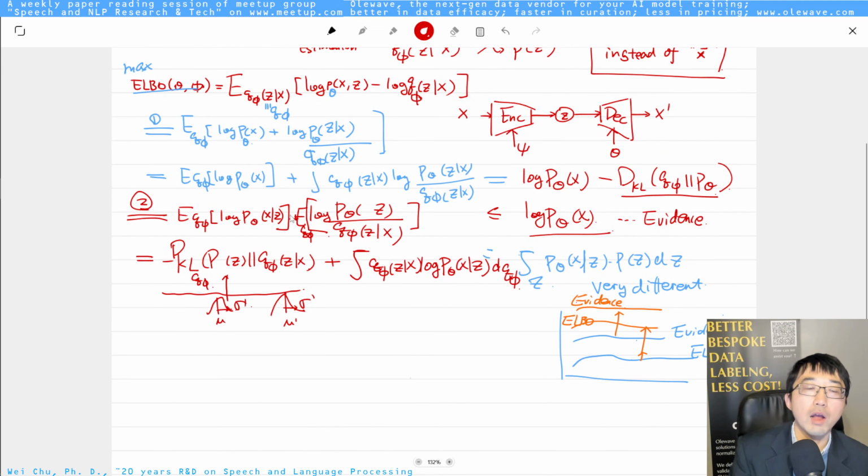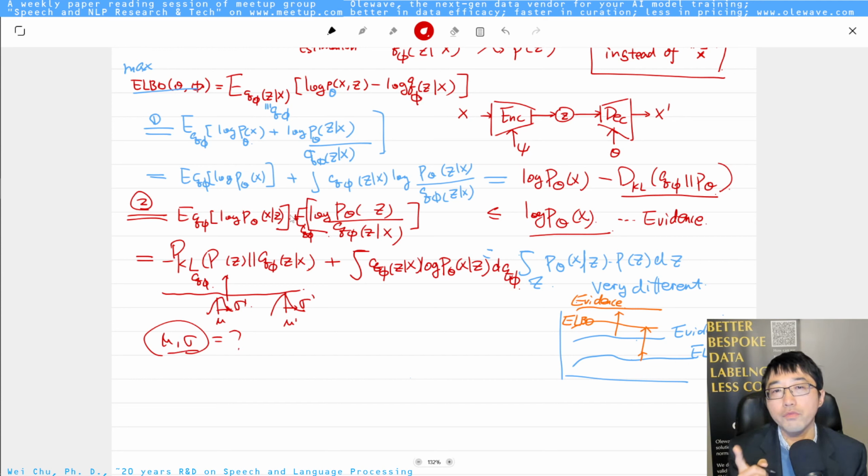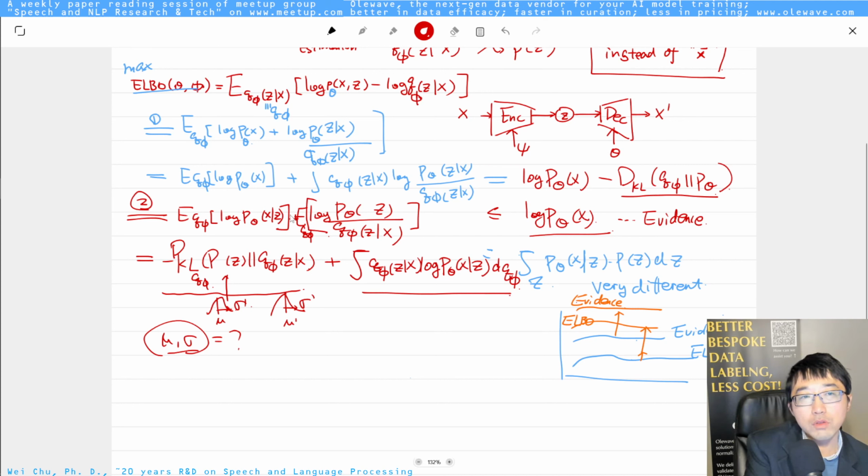Then the problem is how do you define this mu and sigma? Or how do you generate these things? Because z does not have a mu and sigma. This is the first or the second reason why we need this reparameterization trick. But the most important reason is this. Because when you want to maximize the ELBO, you definitely need to take the derivative of the ELBO, am I right?